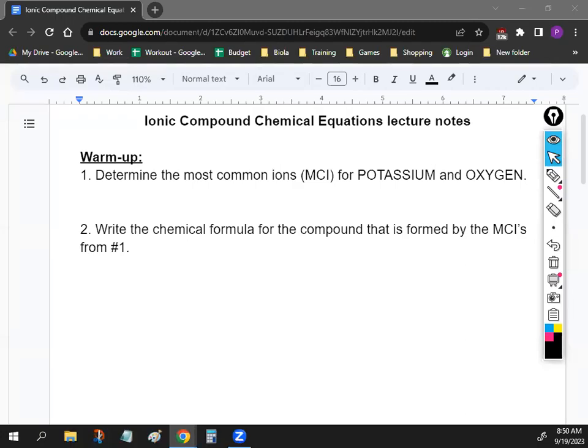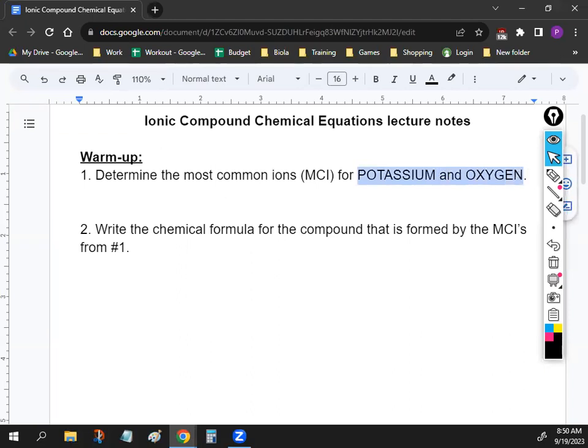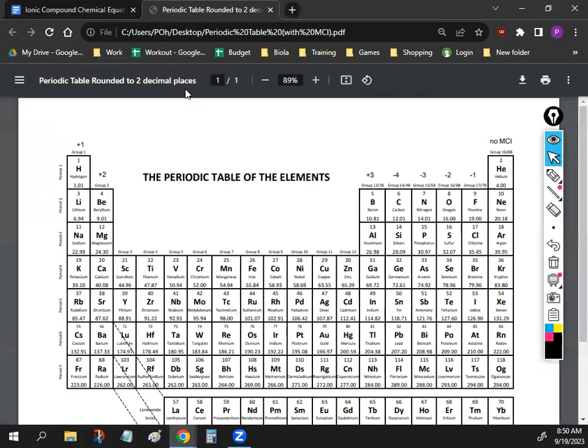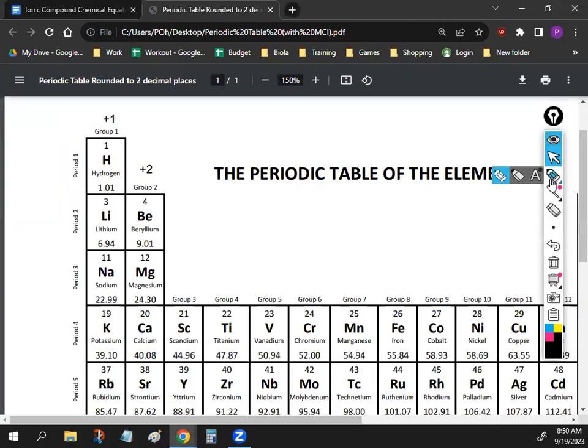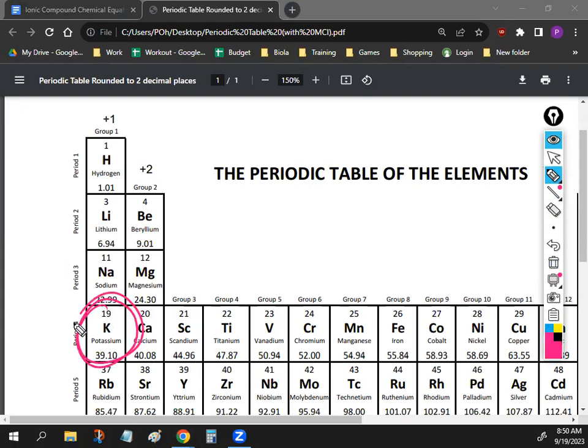All right, so we're just going to review really quickly most common ions, some of the stuff that we learned last time, and then we're going to put them together to make the ionic compound. So let's start by finding the MCI for potassium and oxygen. I'm going to pull out my periodic table and look for potassium. Potassium is right here in the +1 column. So potassium's MCI is just going to be K+. Super easy.